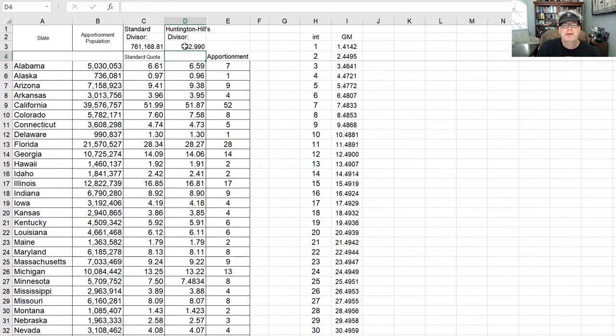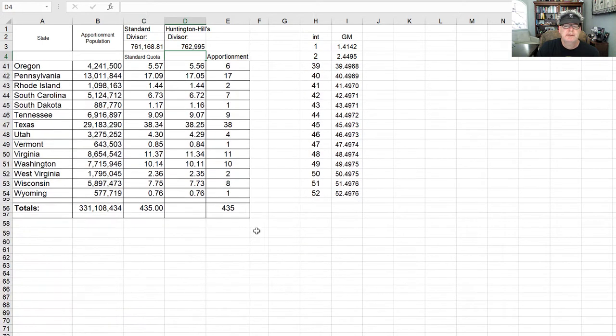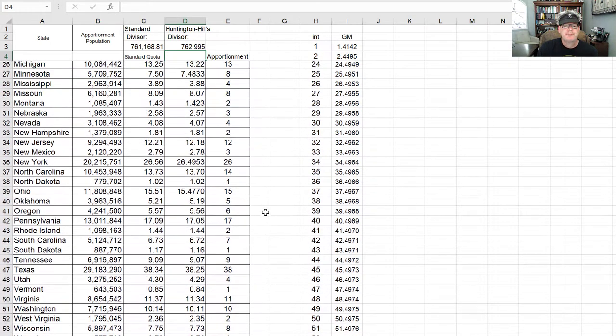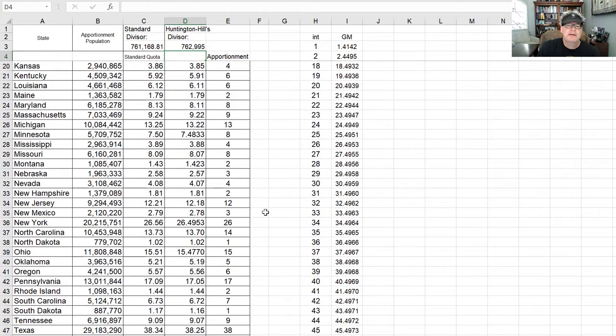So this here is a very sensitive one. So it's too much, so I have to divide by a bigger number. So when I had too little, I have to go to a smaller number. If I have too much, I have to go to a bigger number. And so it's very fine. But this number will work. So 762,995. There. Geometric rounding gives me 435. And I've got the sensitive ones right here.